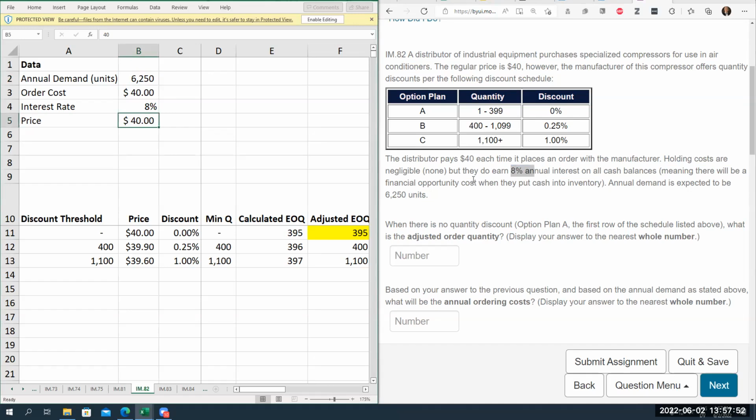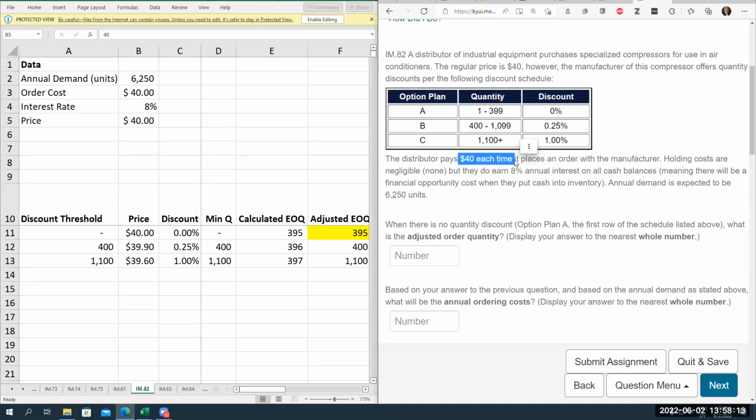The price is $40. So this is a little bit confusing. My data, I've got a regular price of $40. I also have an order cost of $40. So there's two different numbers there. Make sure mine doesn't confuse you, right? I've got $40. The distributor pays $40. The regular price is $40. So mine are the same.